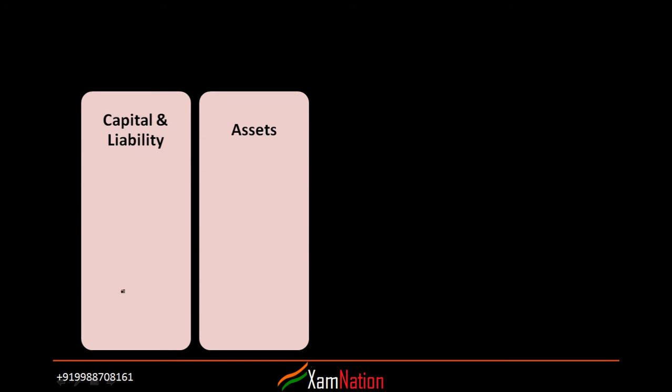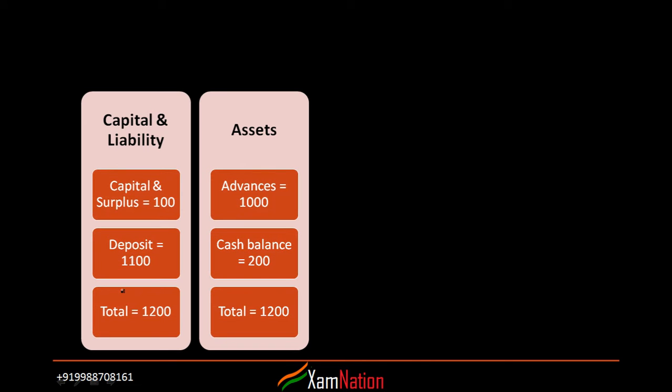So now let's take the example of a bank whose balance sheet looks something like this. Capital and surplus is 100 rupees, deposit is 1100 rupees, advances is 1000, cash balance is 200, and total again 1200. That is, total assets 1200, total capital and liability is 1200.